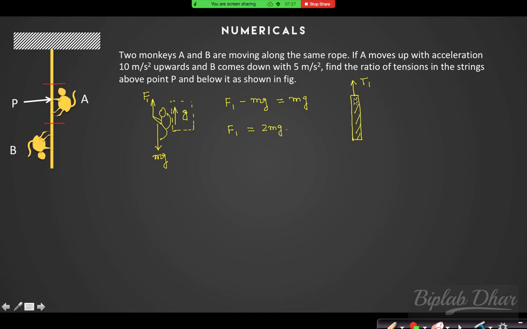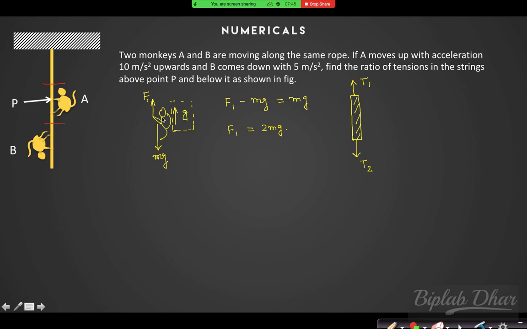Yes or no? Tension will always act away from the string. And just below that rope, what will be the tension at this point? T2, because the lower portion of the string will have a different tension, T2.